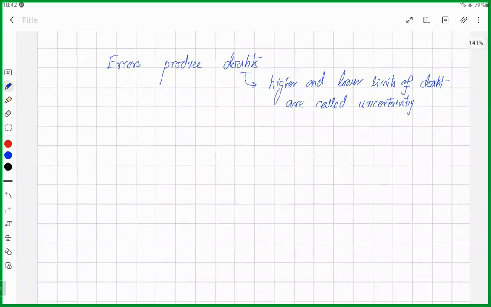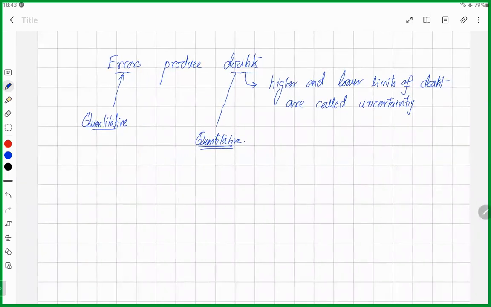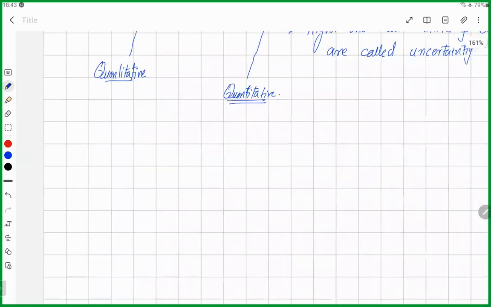That would be known as uncertainty. So in simple words, error is qualitative and doubt is the same quantity but studied as a quantitative thing. So quantitative study of the thing is doubt or uncertainty, and qualitative study of the same thing is errors. So let's start studying uncertainty.